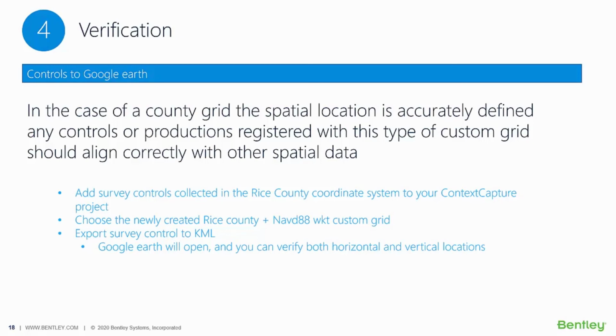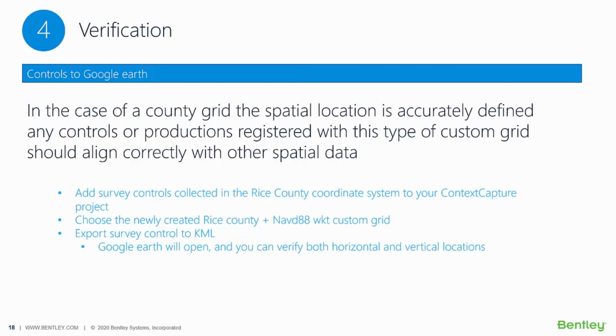we're going to export our control that we just brought into ContextCapture using the new county definition, and we're going to export that to some other application that uses geography or geographic coordinate systems such as Google Earth. And because Google Earth is spatially aware, we'll be able to get a real good idea whether or not our county coordinate system is accurate.